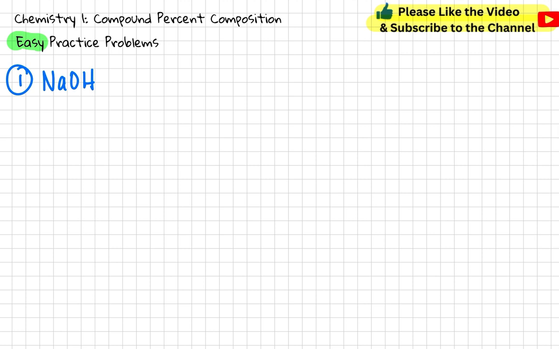So the first example that we're going to do is find the compound percent composition of sodium hydroxide. And the first thing that we have to do is find the molar mass. For the sake of time, I am not going to go over how you find the molar mass. I will link the video that I've done on it below so that you can refer to that.